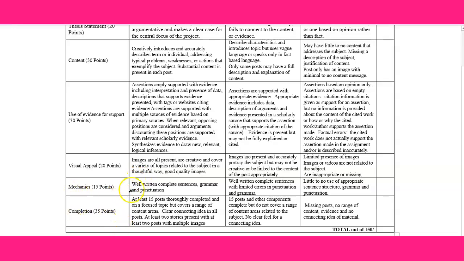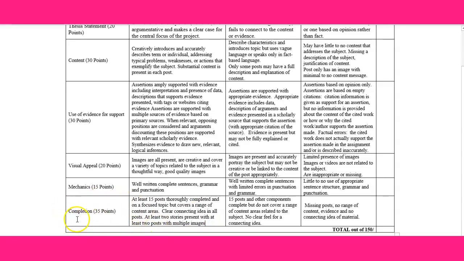I also grade you on how well you write. This is a writing assignment. It is a research project, right? And so obviously I'm going to be looking at mechanics. I'd like to see well-written complete sentences with appropriate grammar and punctuation. And I grade you on your completion, right? You need to have at least 15 posts thoroughly completed and focused on a topic that covers a wide range of content areas, clearly connecting ideas in all points, and at least 2 stories present with at least 2 posts of multiple images.